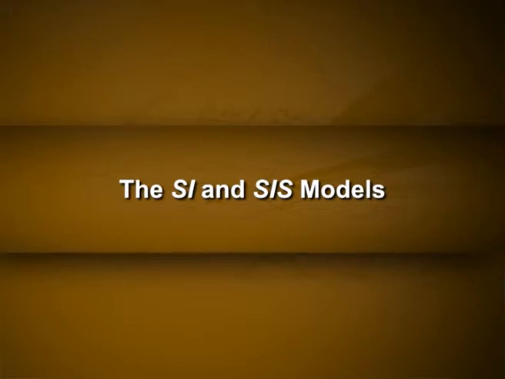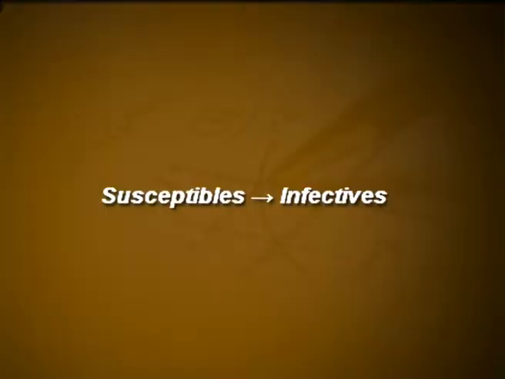The SI and SIS models. For some infectious diseases, there is no removed class. For instance, it might be that infective individuals simply cannot recover. This leads to the SI model, that is, susceptibles move to infectives. The SI model assumes that S plus I is equal to N and that once individuals enter the infective class, they remain there for the duration of the model.